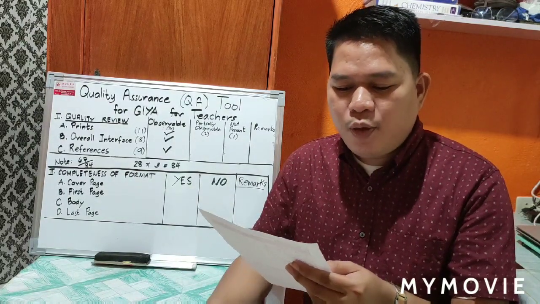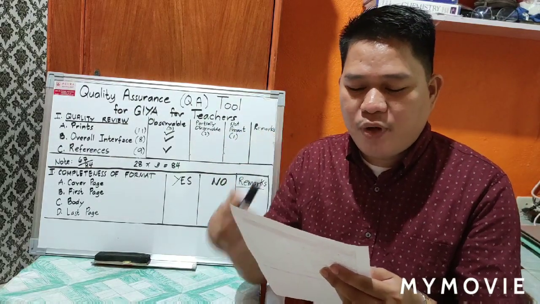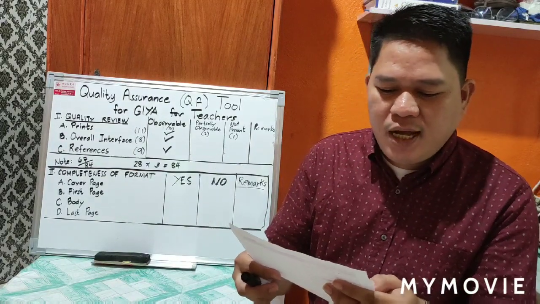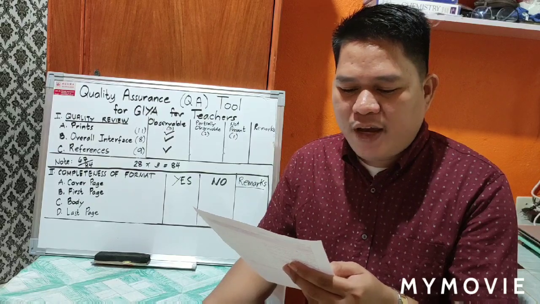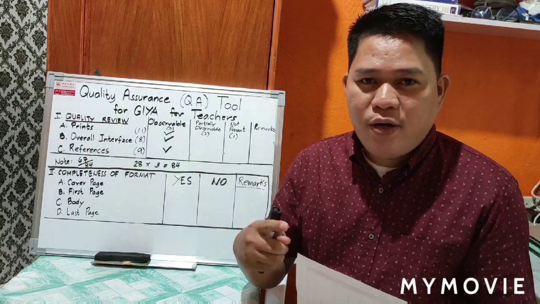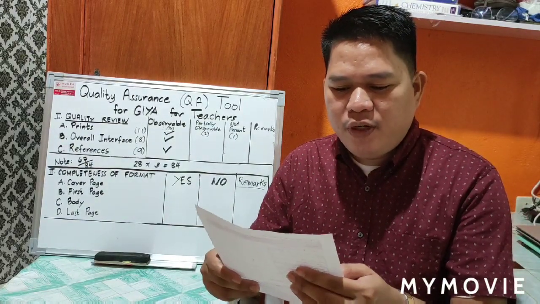Number 3, use the word and, not an ampersand, for multi-author entries whenever possible. Yung symbol po na ampersand, wag pong gamitin. Then number 4, write out all names for 2 to 3 authors whenever possible. Lahat po ng authors natin isulat from 1 to 3 authors. What if more than 3 authors?